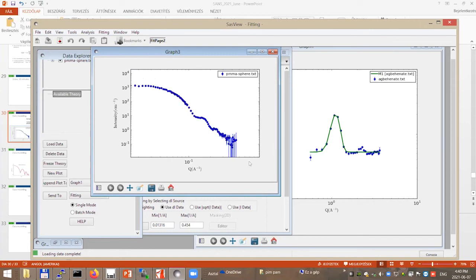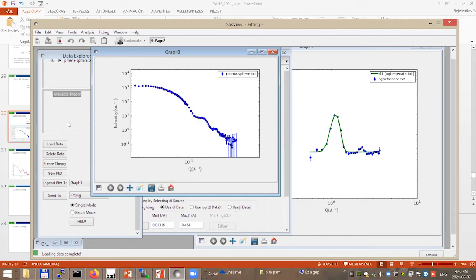If you look closely at this picture, you can see how these data points are spaced here, and you can recognize that this is probably constructed from two ranges. The low Q range was measured here, and the high Q range was measured here. So this data consists of two, if not more, separate measurements, and they are merged together.